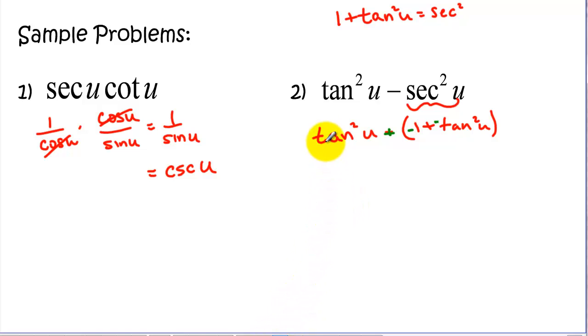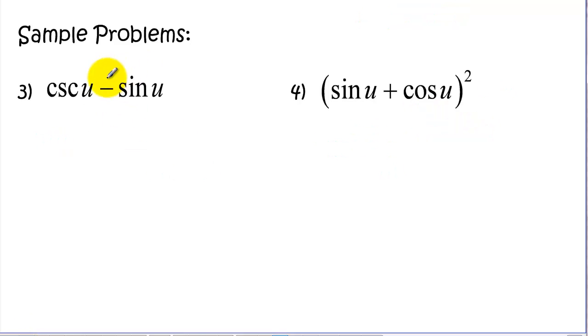Now I've got tangent squared minus tangent squared. Those are going to cancel each other out, and I'm just left with -1. So this expression equals -1 no matter what angle we're using. And over here we could, if we evaluated the cosecant of u and evaluated this expression, since these are identities, we're going to get the exact same value. 2 more. So let's convert this to sines and cosines.